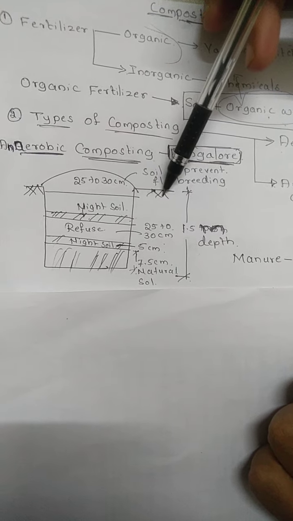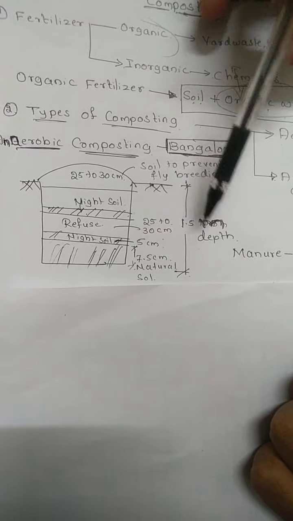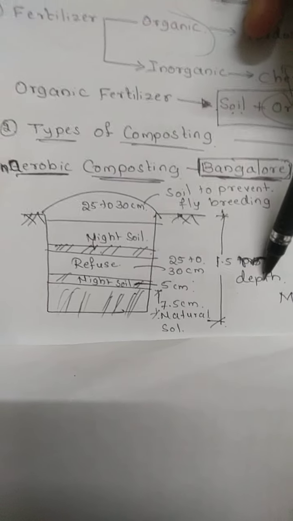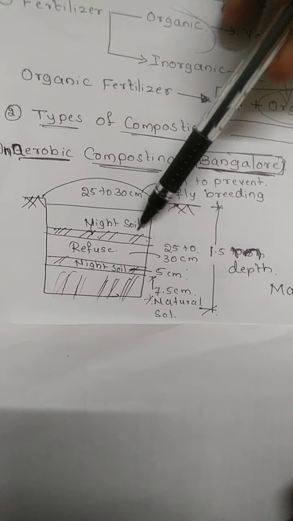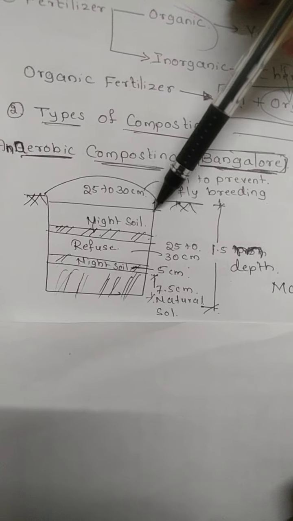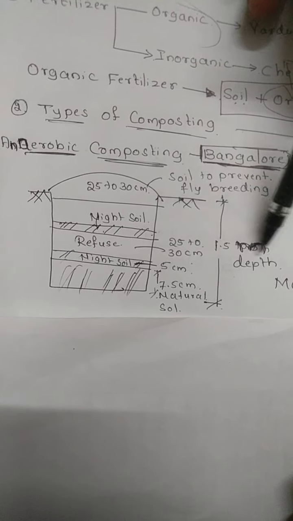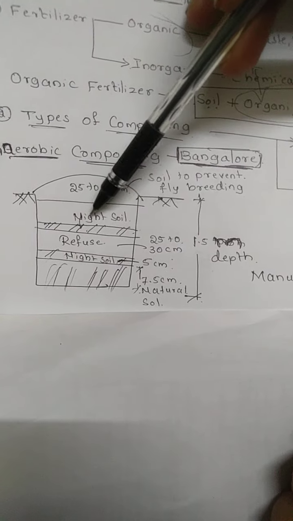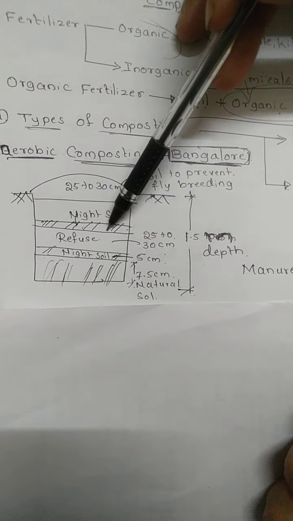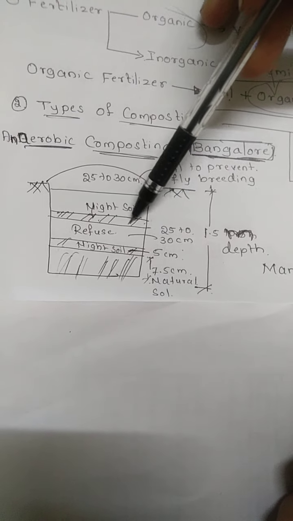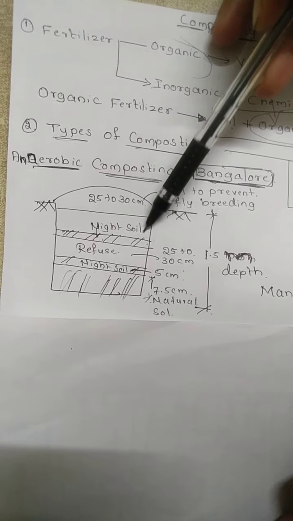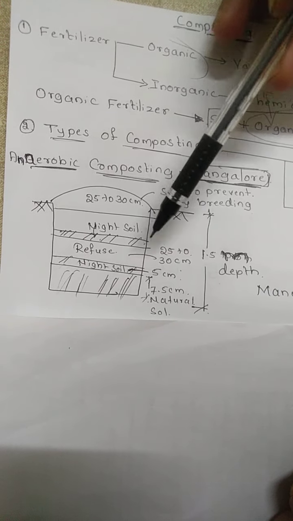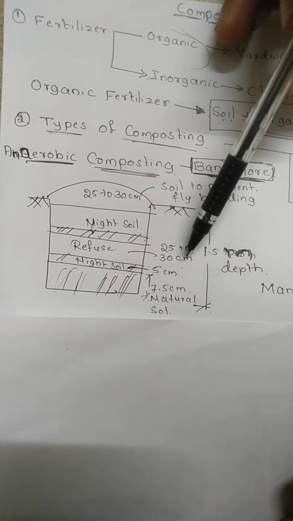It is always done below the ground level, that is, we excavate to a depth of around 1.5 meters. As I have told, composting is a mixture of soil as well as organic waste. So we excavate 1.5 meters depth, and then we have alternate layers of soil as well as solid waste. Here we place organic solid waste at a depth of around 5 centimeters, night soil at 5 centimeters depth, and refuse at 25 to 30 centimeters depth.